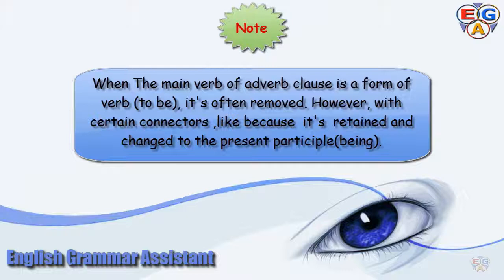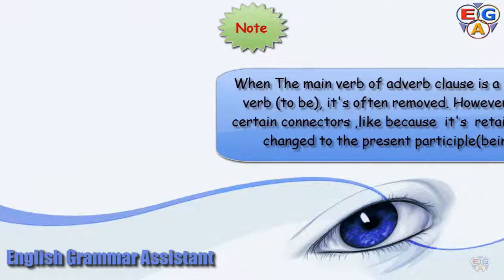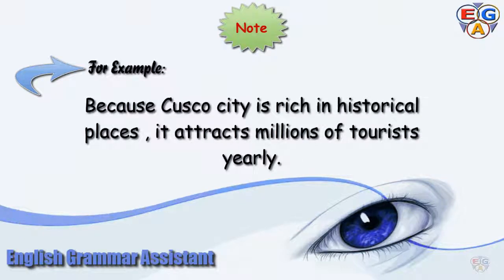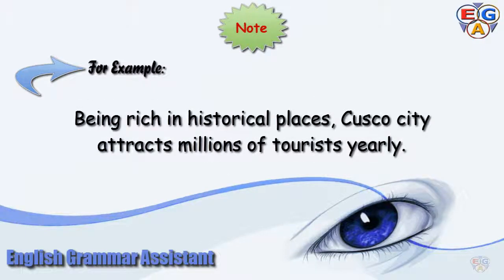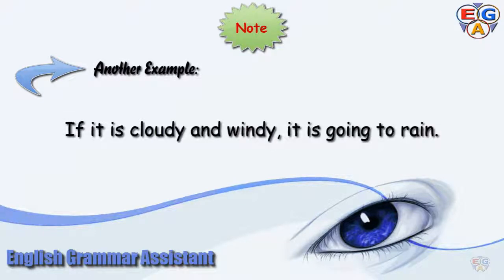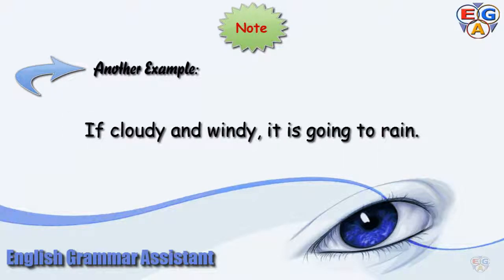When the main verb of the adverb clause is a form of verb to be, it's often removed. However, with certain connectors, like because, it's retained and changed to the present participle. For example, because Cusco is rich in historical places, it attracts millions of tourists yearly. The reduced form of this sentence is going to be like this: being rich in historical places, Cusco City attracts millions of tourists yearly. Another example. If it is cloudy and windy, it is going to rain. The reduced form of this sentence is going to be like this: if cloudy and windy, it is going to rain.